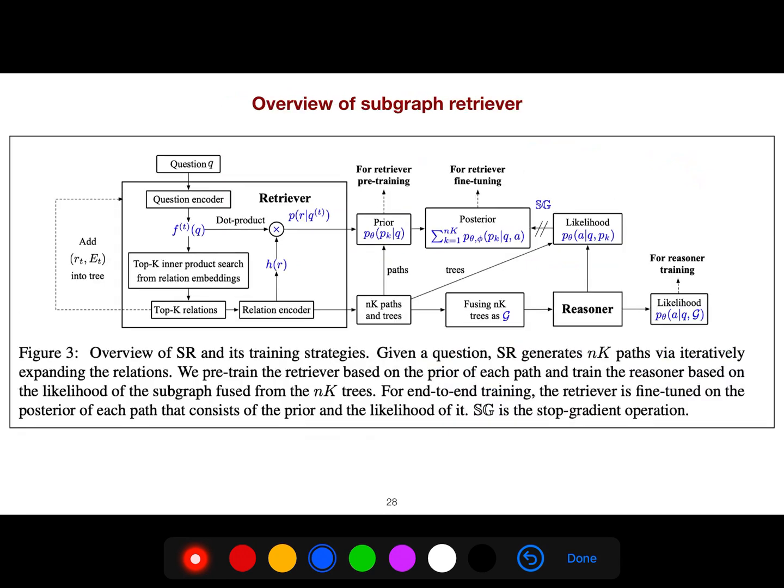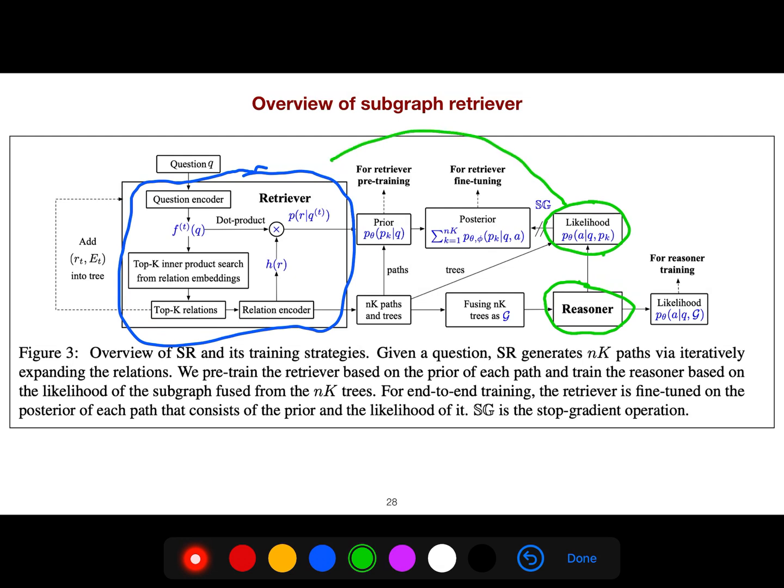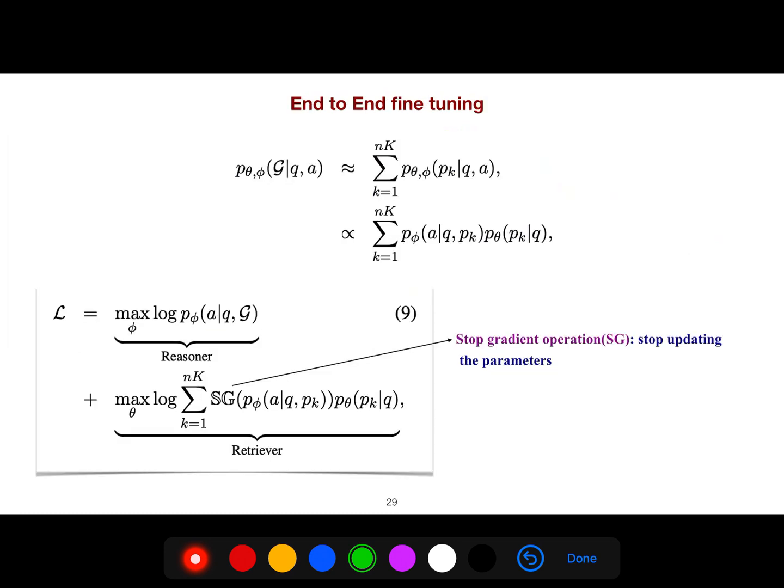So this is the overall subgraph retriever. Here we have the retriever part. These are retriever parts. But after that, we have the reasoner part. And the likelihood tries to connect the reasoner to the retriever, so we do it through the likelihood. Because the likelihood gives something to the posterior, and we have K paths and trees. And finally, for the reasoner, we need this likelihood: what is the probability of the answer given your question in the graph?